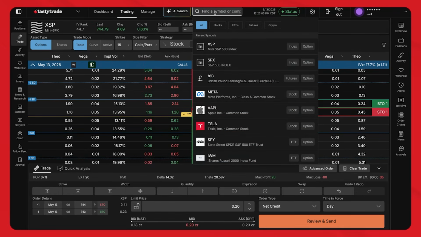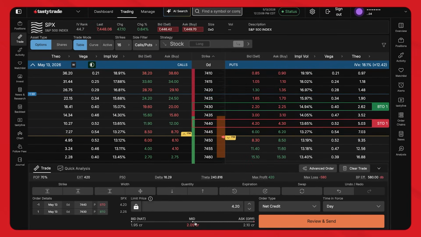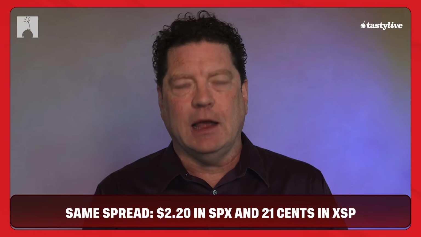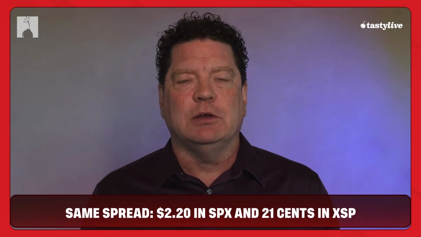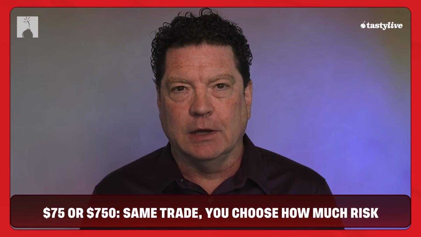Let's go back to SPX. And this is the way the trades are already loaded up, so it's easy to see. The SPX, that's trading at 205, 210, which would be about 21 cents in that XSP trade. 21 cents. So the option prices in the SPX are 10 times bigger than the XSP. Why? Because the SPX index is 10 times bigger. It's a $7,400 product as opposed to a $740 product. Okay, so they're linearly related.